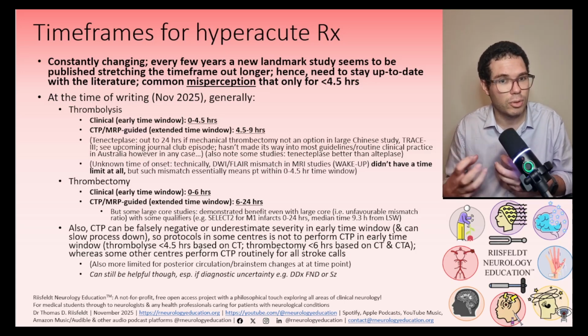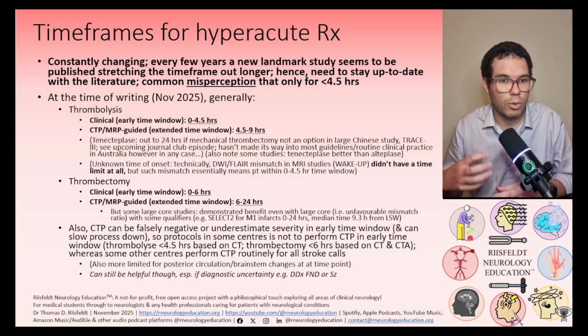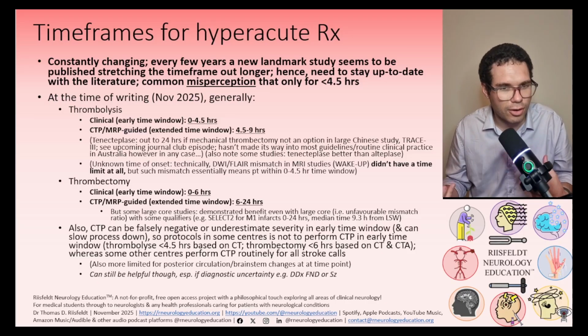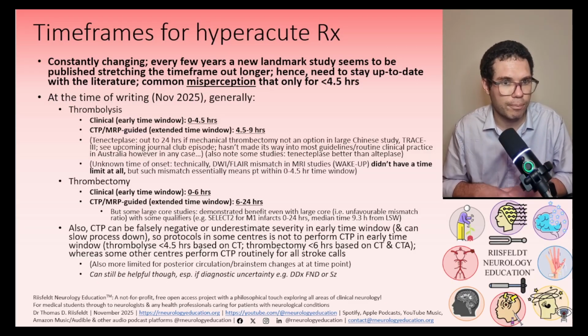And what I'm about to tell you is accurate at the time of writing. But if you're listening to this in 2027 or 2030, then this might not be up to date. So you really need to stay up with the literature.